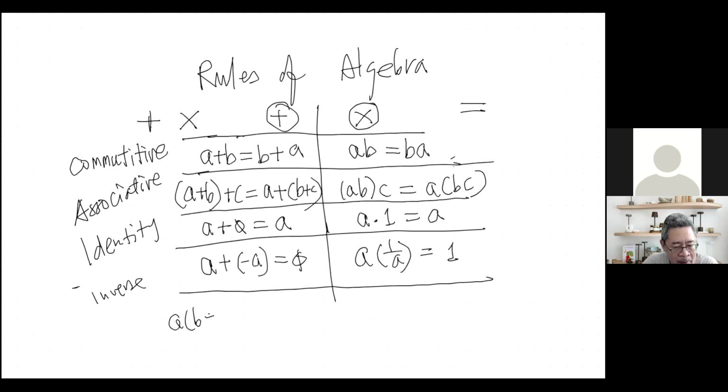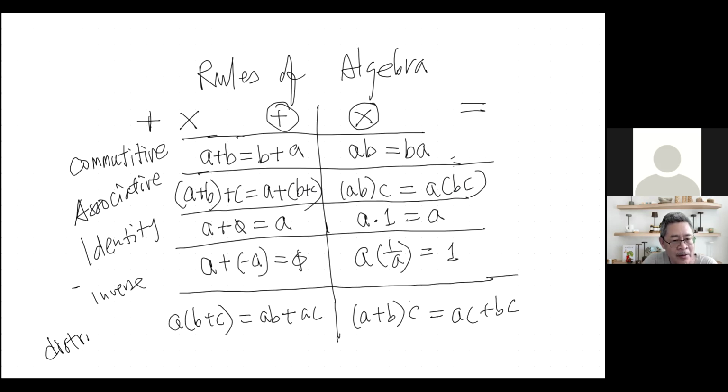A times B plus C gives AB plus AC. And because there's a commutative property, it really doesn't matter which side these are on. So this one gives AC plus BC. Good. Yes, this is called distributive. So this is the set of properties for the operators.